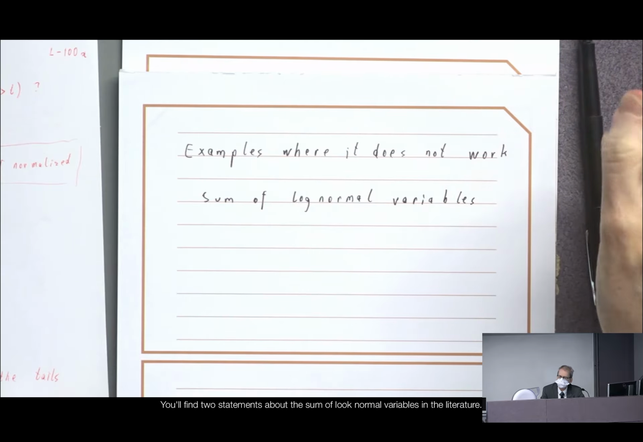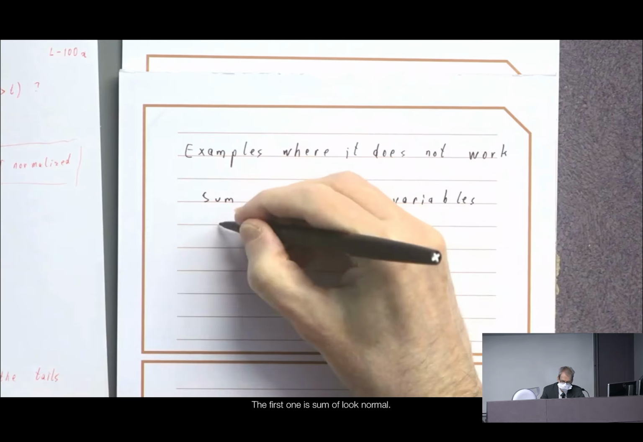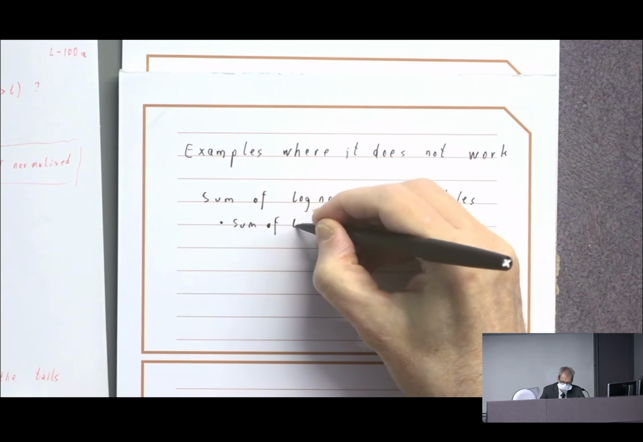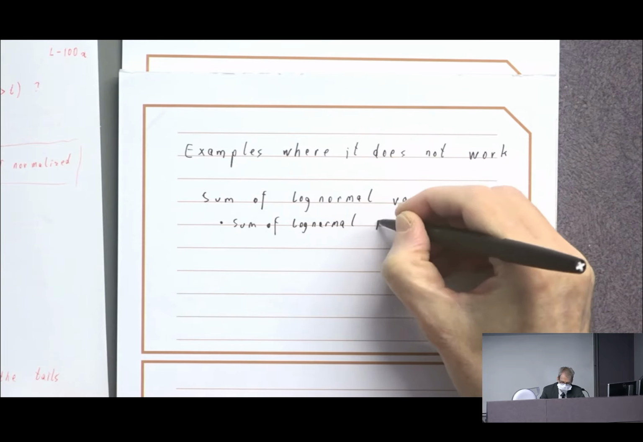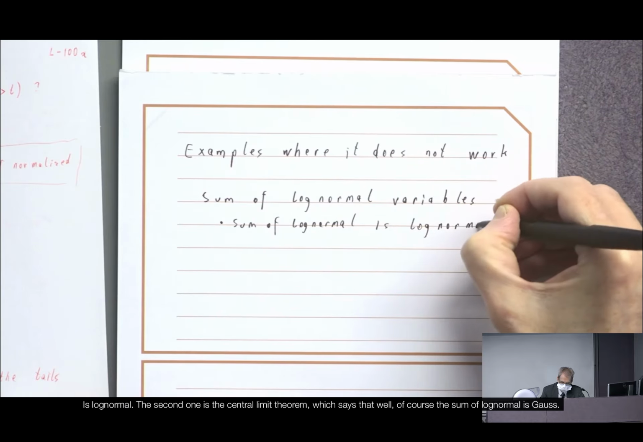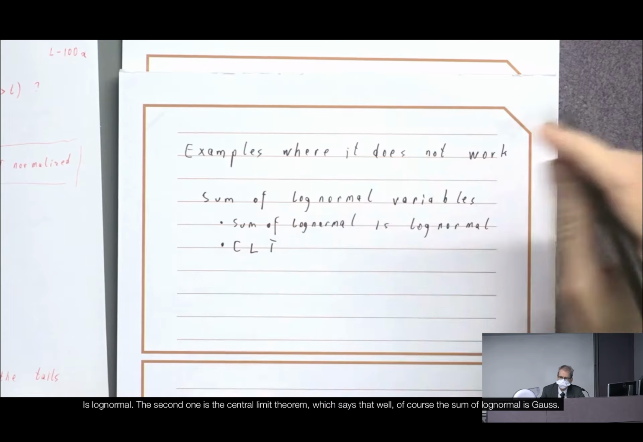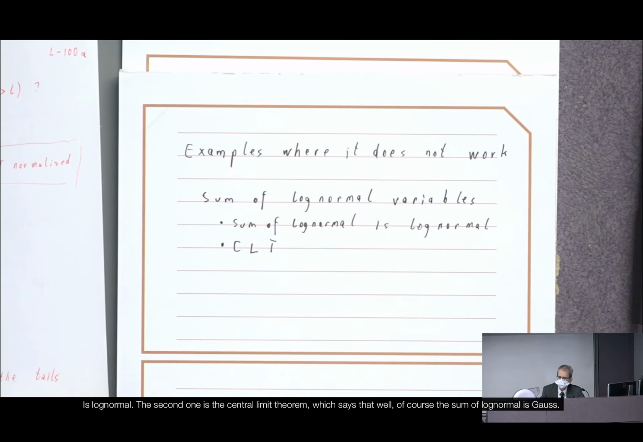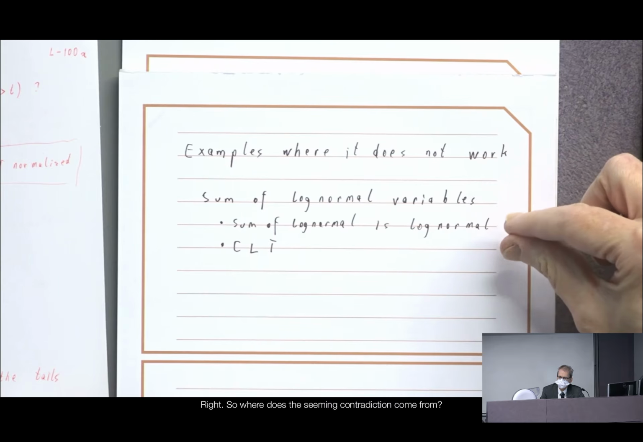You find two statements about the sum of log normal variables in the literature. The first one is: the sum of log normals is log normal. The second one is the central limit theorem, which says that, well, of course, the sum of log normals is Gaussian. So they can't both be true at the same time, right? So where does the seeming contradiction come from?